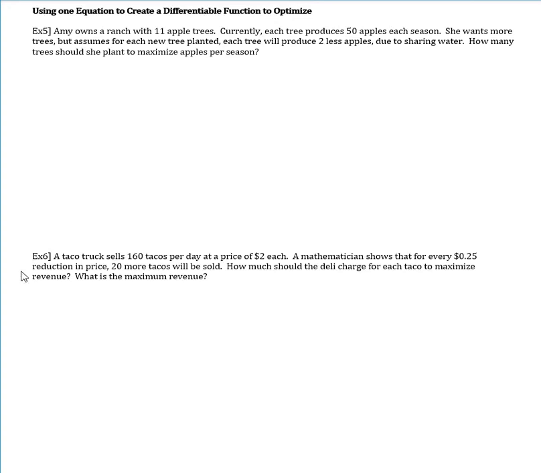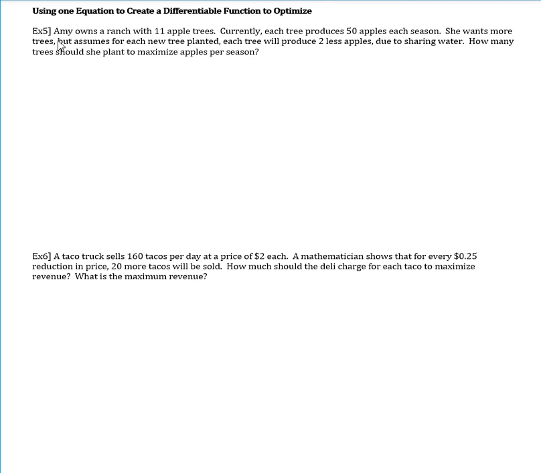Hi everyone, welcome to our video on using one equation to create another equation that would be differentiable so that we can optimize. In our scenario here, whenever you see optimize, you're thinking maximize or minimize, and so it's usually find the equation and then afterwards take the derivative and set it equal to 0.